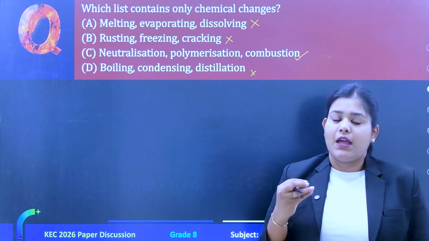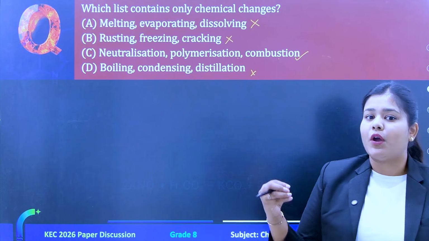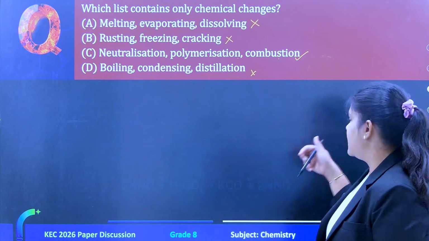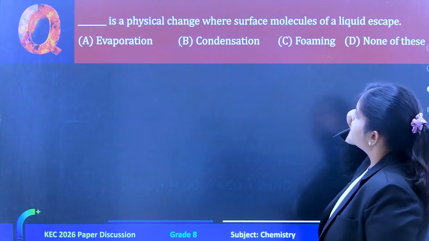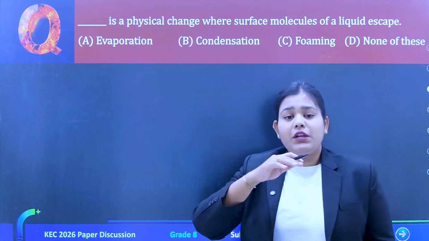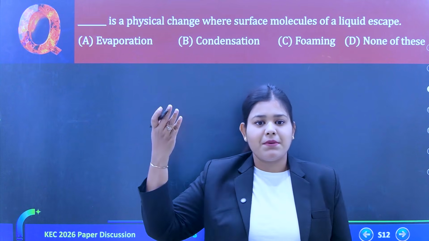So when there is any one term you don't know, then you have to opt for the withdrawing option method, right? How to cancel, how to eliminate options, right everyone? Okay. So dash is a physical change in which surface molecules of a liquid are escaping. Escaping means converting into vapor.